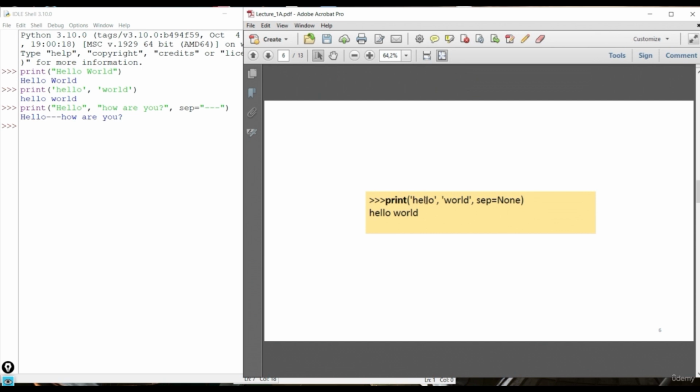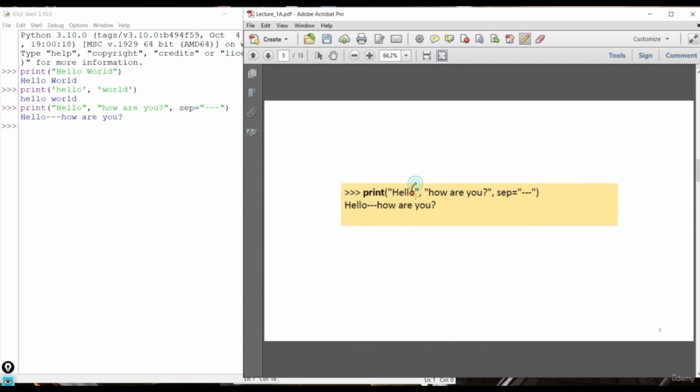This is another example. For the separator, we wrote none, but even so, a blank space is available between these two strings. As you see, we use single quotation marks for the strings. In our previous example, we used double quotation marks. I mean, there is no difference whether you use single quotation marks or double quotation marks for the strings.